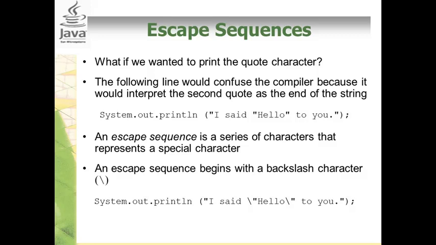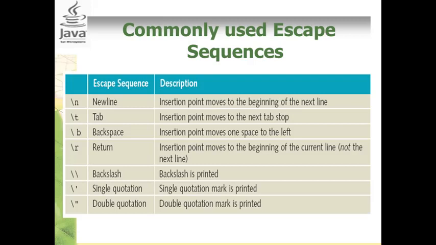So to display I said hello to you with the word hello in double quotes, you need to put a backslash for the first double quote and another backslash for the second double quote. That way the computer knows that your double quote for hello is the real character that you want to display. The computer will not confuse it with the main double quotes. Similarly, if you want to put a backslash, a single quote, or double quotes, you need to put a backslash before that character.